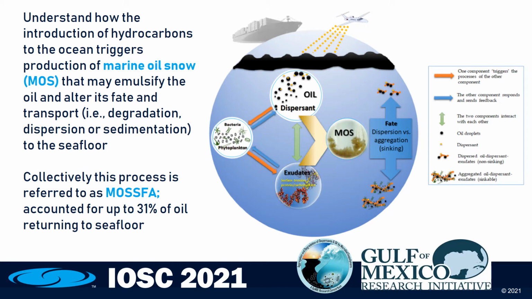What we did was we focused our effort on trying to understand how the introduction of oil to the ocean triggers the formation of marine oil snow, also known as MOS. We know that this is able to emulsify the oil and ultimately alter the fate and transport of the oil, either by degradation, dispersion, sedimentation, or a combination of these factors. Collectively, these processes are referred to as MOSFER, and MOSFER as a process is thought to have accounted for up to 31% of the oil returned to the sea floor.